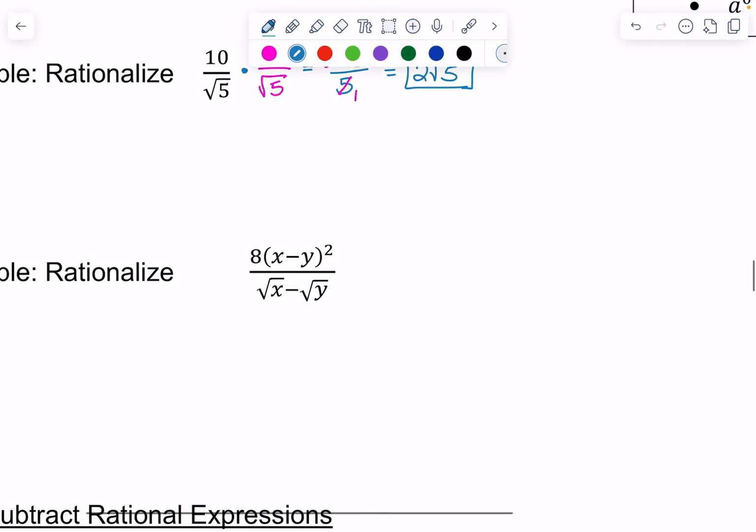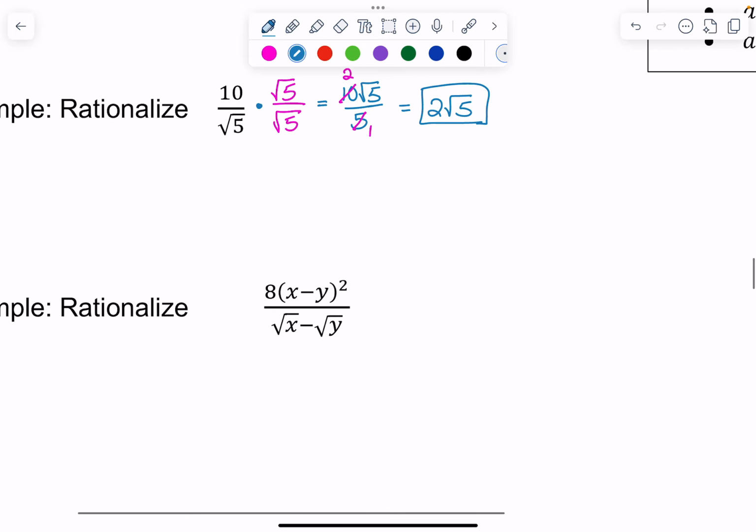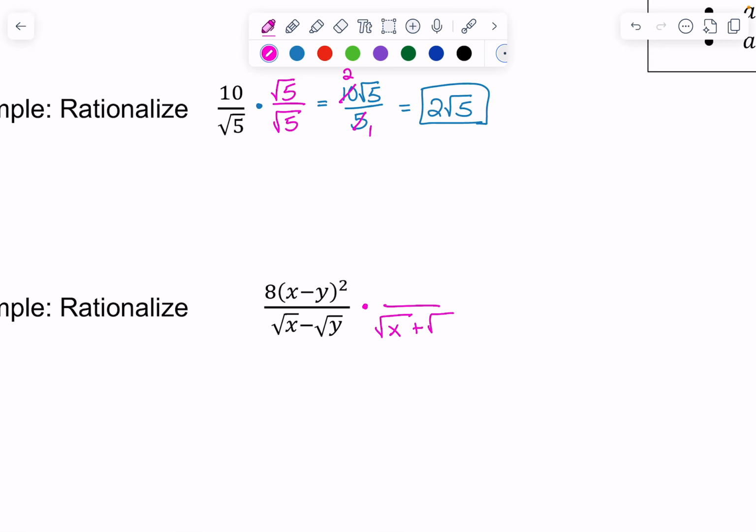This one looks a little bit different. Here I have an 8 times x minus y squared, and I have a square root of x minus the square root of y in the denominator. With this one we use, if you remember, what we call the conjugate. Basically it's the same expression as I have in the denominator, except I'm going to use a plus sign in between it: the square root of x plus the square root of y.